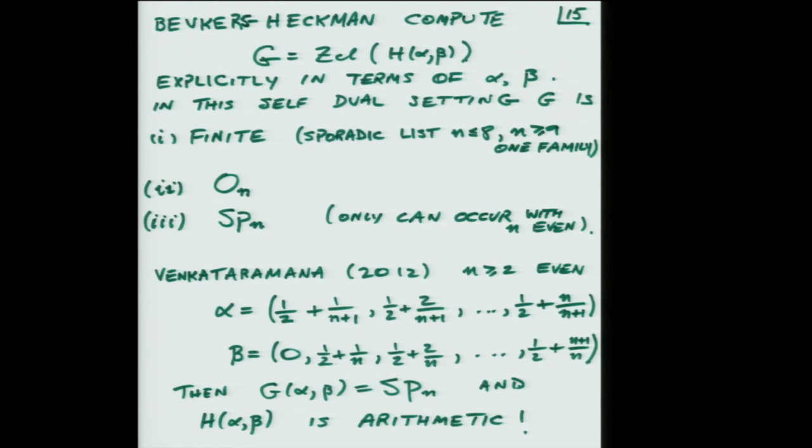There's a beautiful theorem of Beukers and Heckman which computes the Zariski closure of the monodromy. In particular, in the self-dual case, it's either a finite group, in which case they show you what it could be, and there's many sporadic examples up to n equals 8. And once n is greater than or equal to 9, there's only one finite group that appears, which is the symmetric group, or the alternating group, I can't remember, one of the two. And that's the list of finite monodromy groups.